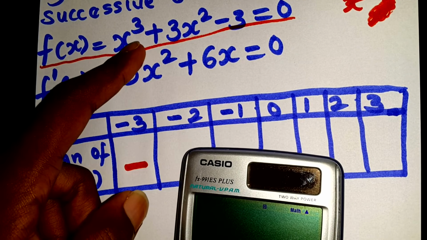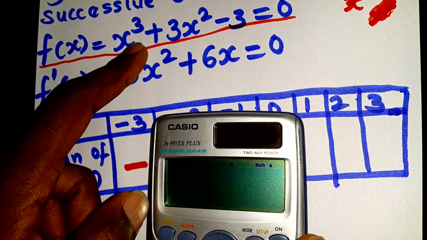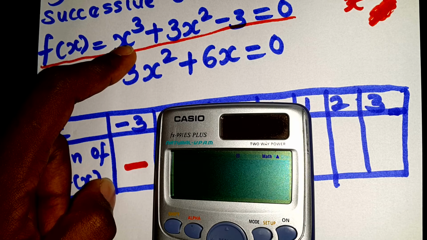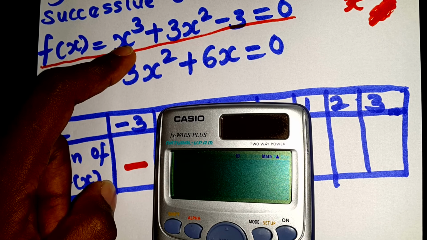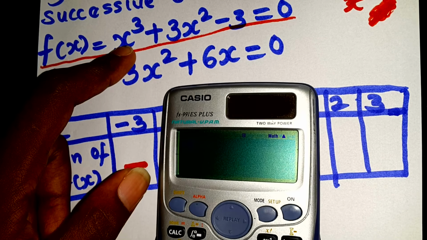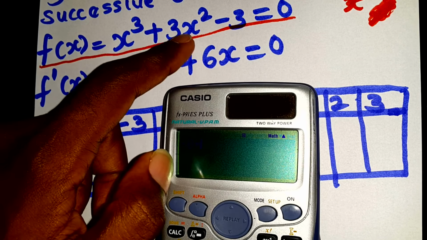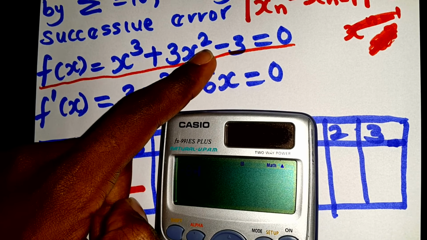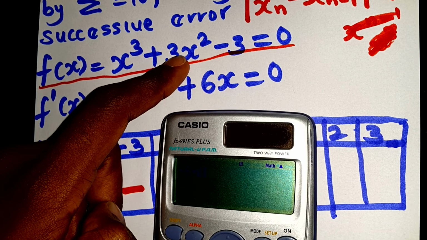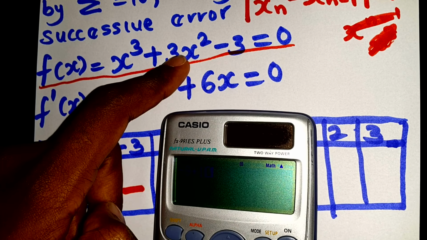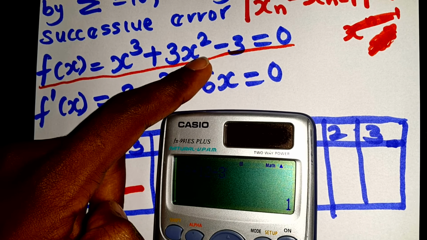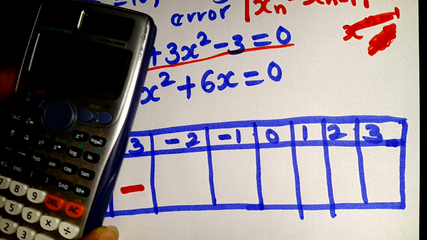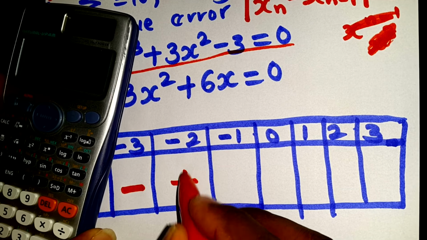So if we put minus 2 into our function here, this one will be minus 2 cubed, which is minus 8, plus minus 2 squared is 4, times 3 is 12, then minus 3. You see that our answer is 1, which is positive. So we put a positive sign here.